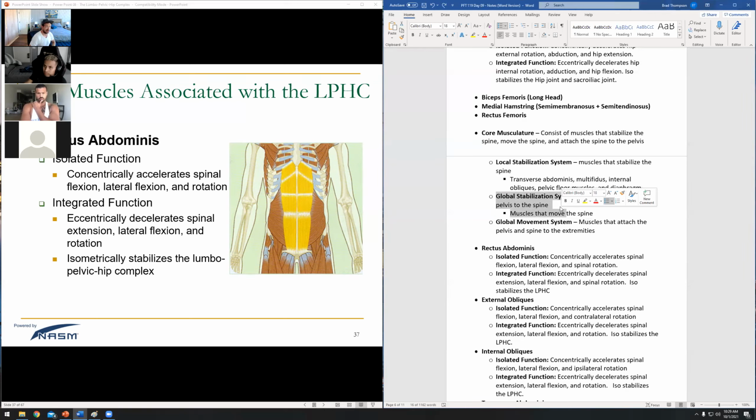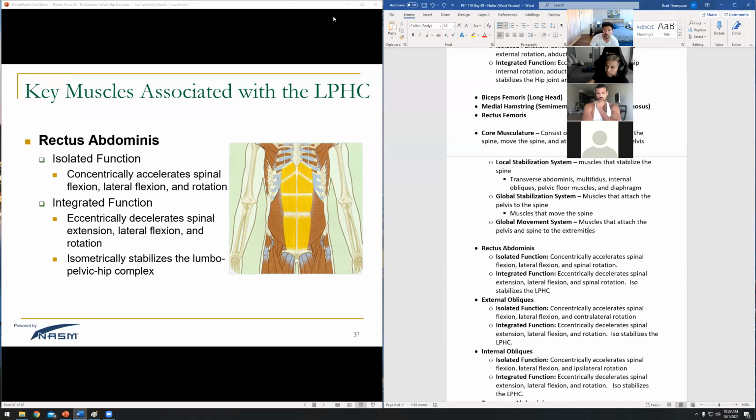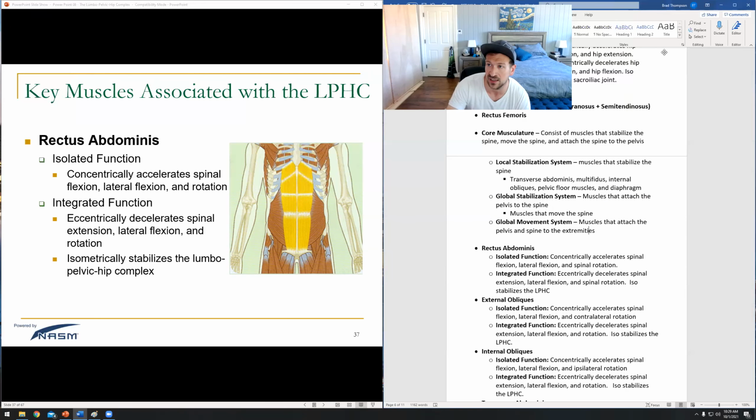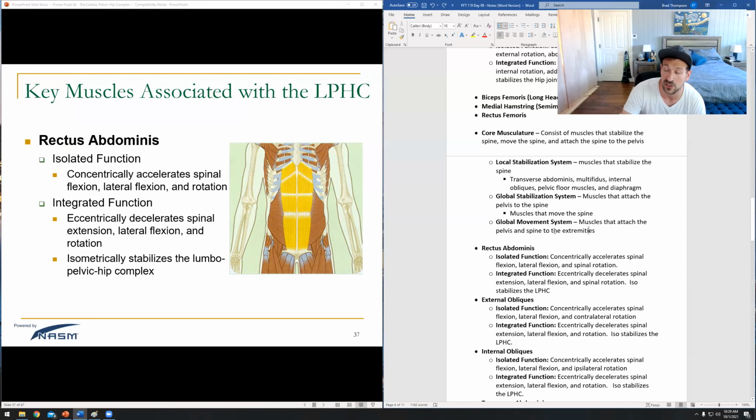That's going to be your rectus abdominis, your erector spinae, your QL muscles that go side to side, your external obliques, right? And then you get your global movement system that attaches your pelvis to your spine. That's where we're starting to get into the glutes, the rectus femoris, the hip flexors, right? All the stuff we've been talking about. So those are some systems that we're going to see in later classes when we're talking about core training. And it's how we are sort of separating these things out.